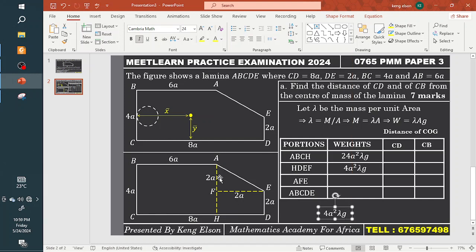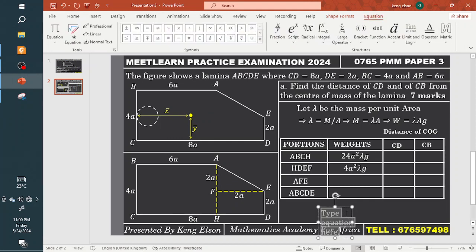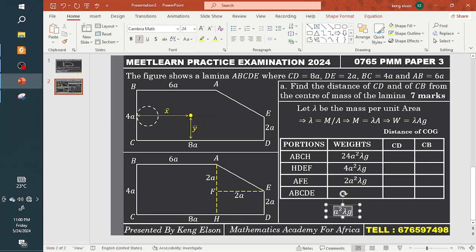What next? AFE, half base times height. The base is 2a, the height is 2a, so half of 2 times 2, you see, you have 2a squared lambda g. Then the area of the whole lamina, we just sum their areas, 24 plus 4, then plus 2, so we are going to have 30a squared lambda g. We are done with the weight.